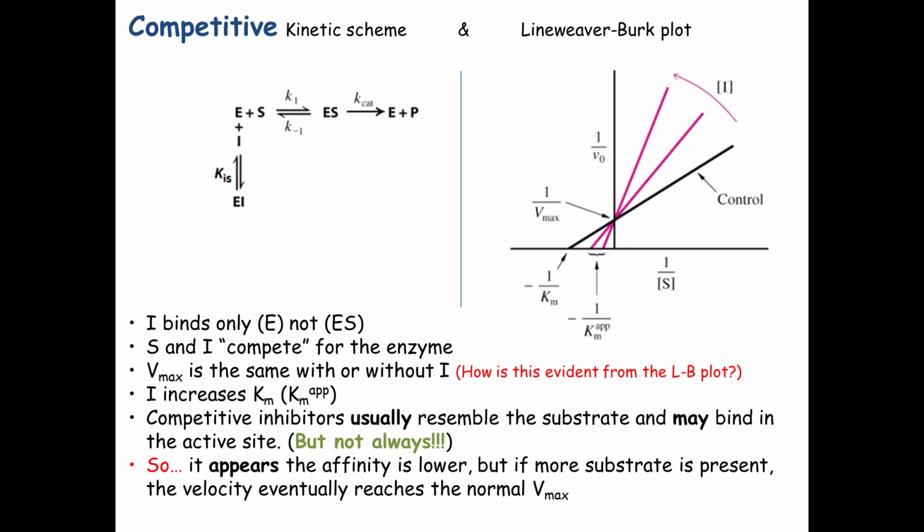E plus S forms ES, right here. E plus S forms ES, and the ES can simply fall apart, let the substrate go. That's represented by the back arrow with that K-1 label. So ES falls apart back into enzyme and substrate separately. That's very simple. That's a bind and then a release, and it happens all the time.